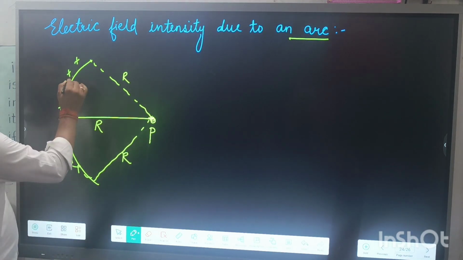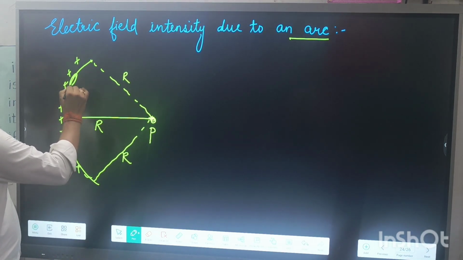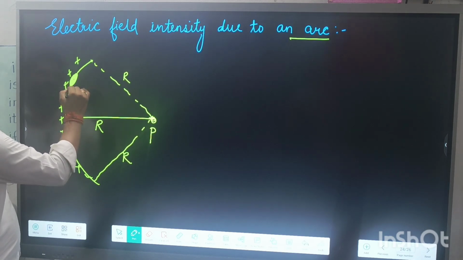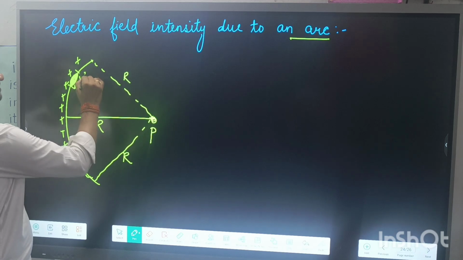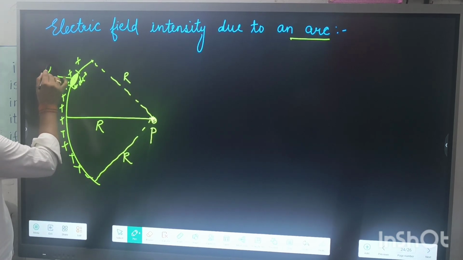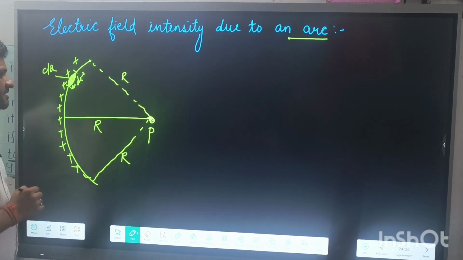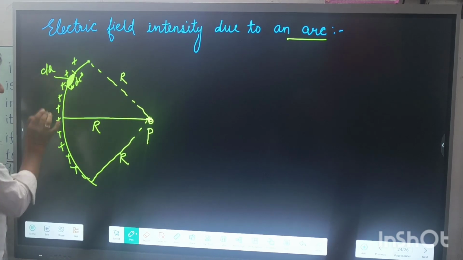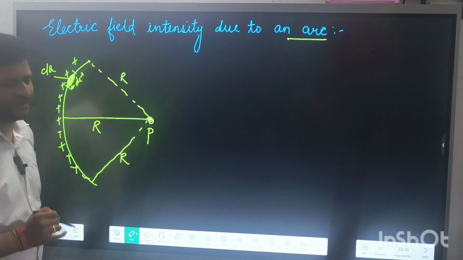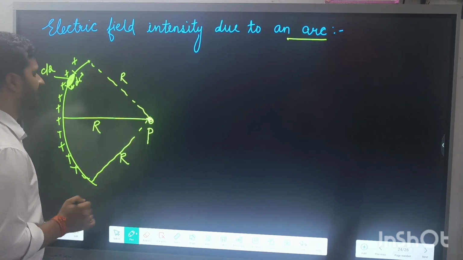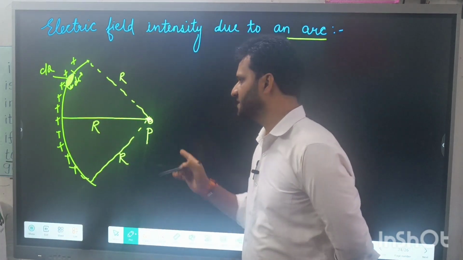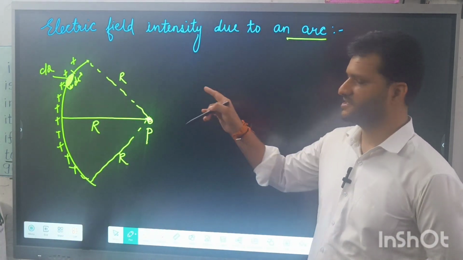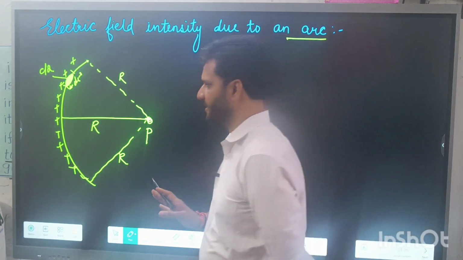For this, let us suppose we take the assumption that there is a dq charge, right? I will consider this length as dl, having dq charge. So, due to this charge, if I calculate the value of electric field intensity, and if I integrate that, then we can say that the total value of electric field intensity due to the ring is this, correct?